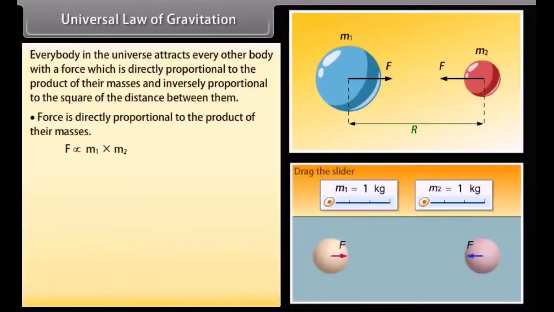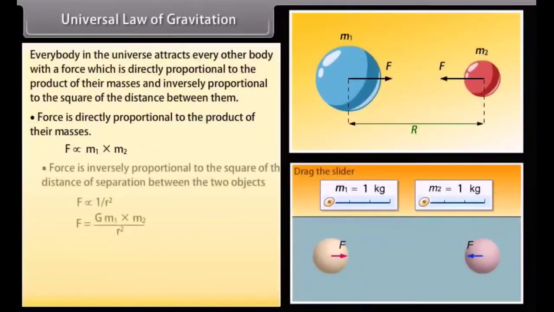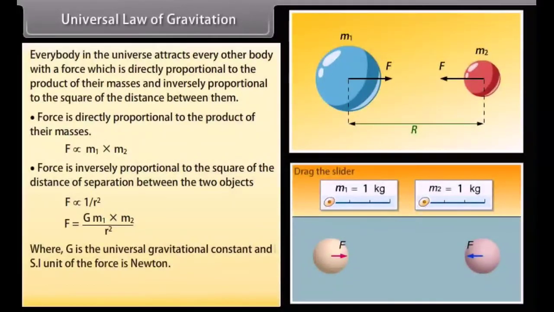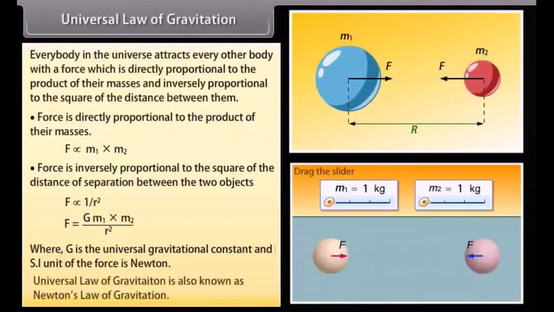Force is directly proportional to the product of their masses. Force is inversely proportional to the square of the distance of separation between the two objects, where G is the universal gravitational constant and the SI unit is Newton. The universal law of gravitation is also known as Newton's law of gravitation.